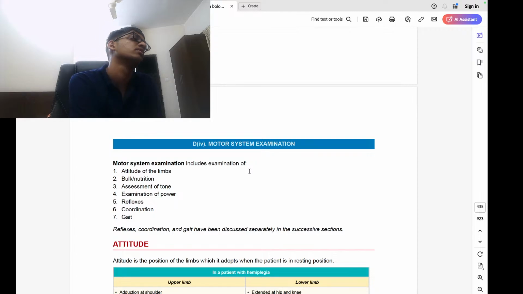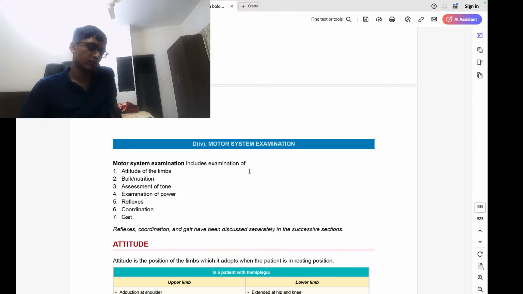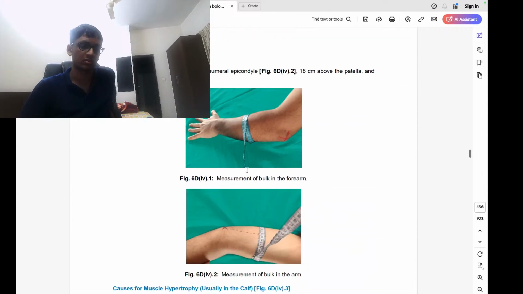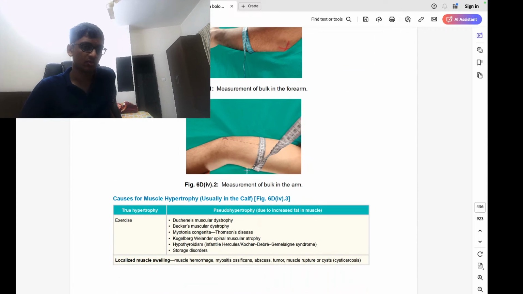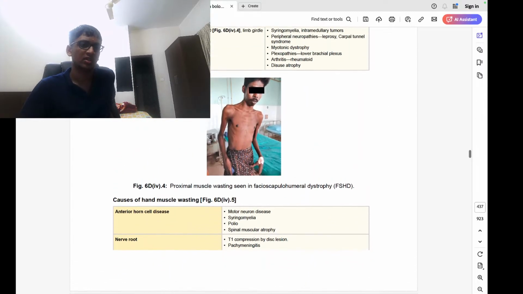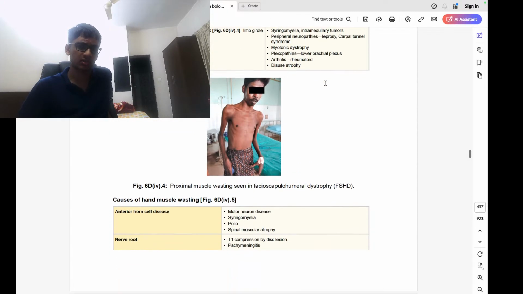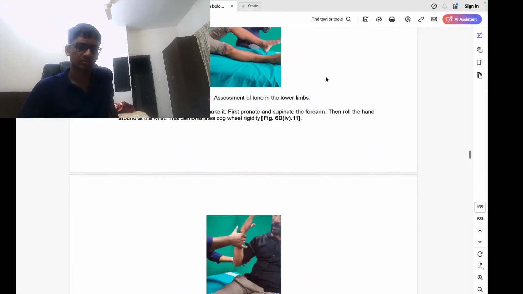Tomorrow, if possible, I'll finish this. Mostly if I finish cranial nerves, that's all that is possible. Genuinely, I feel that's all that is possible before my exam. I don't think I can ever finish motor system examination. I will read on my own, but I doubt I can finish it properly. There are so many things, analyzing proximal weakness, distal weakness, so many things.